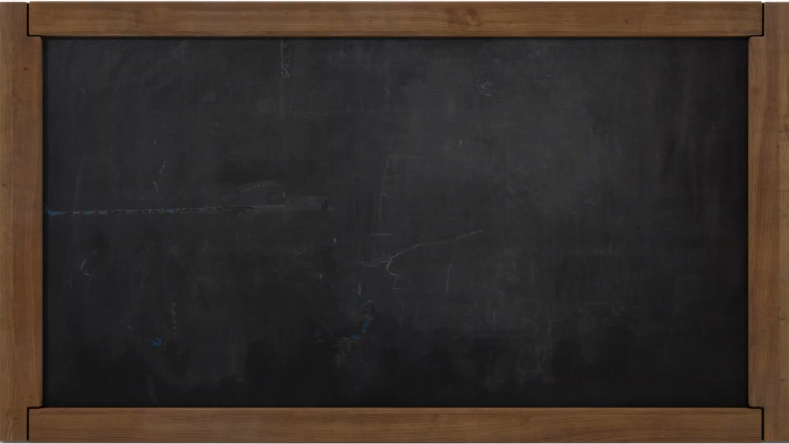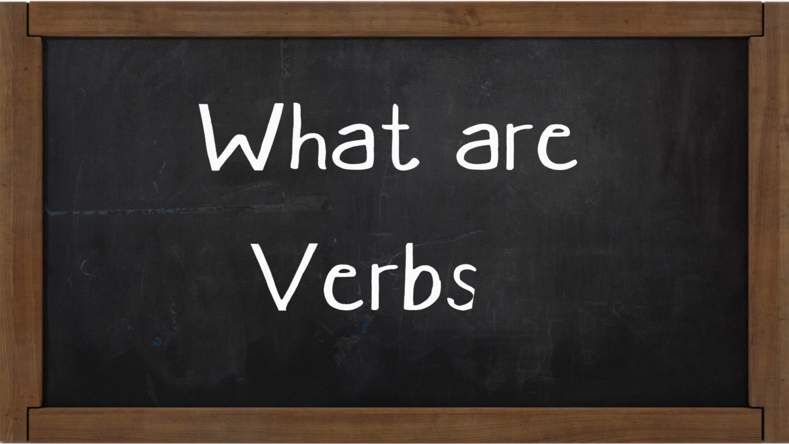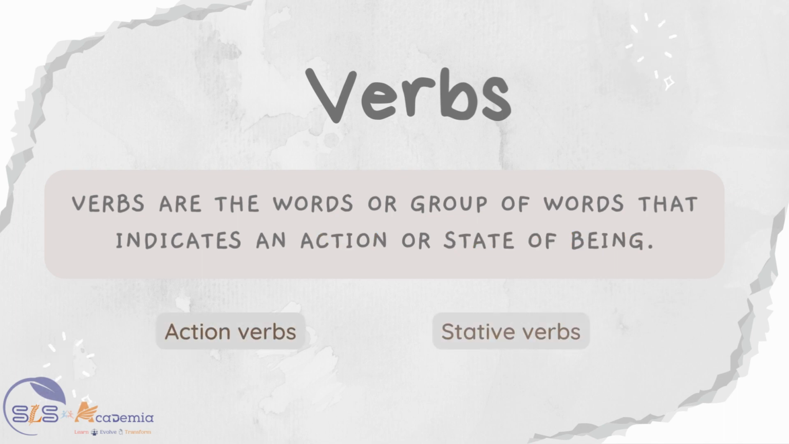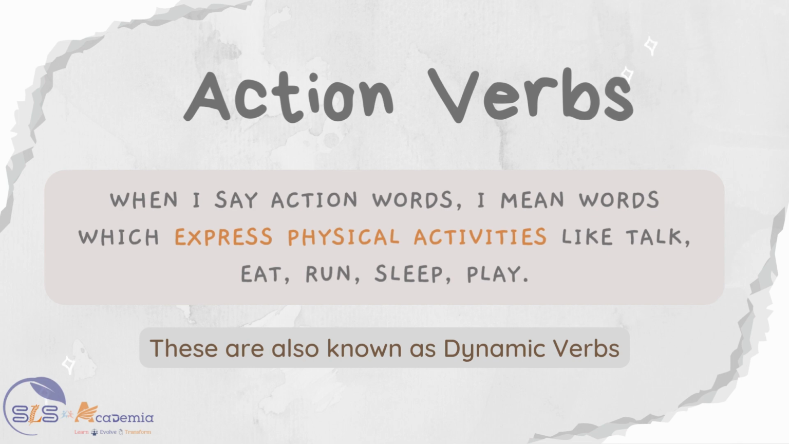First of all, let us understand what verbs are. Verbs are the words or group of words that indicate an action or state of being. There are actually two different categories of verbs. When I say action words, I mean words which express physical activities like talk, eat, run, sleep or play. These are sometimes known as action or dynamic verbs.